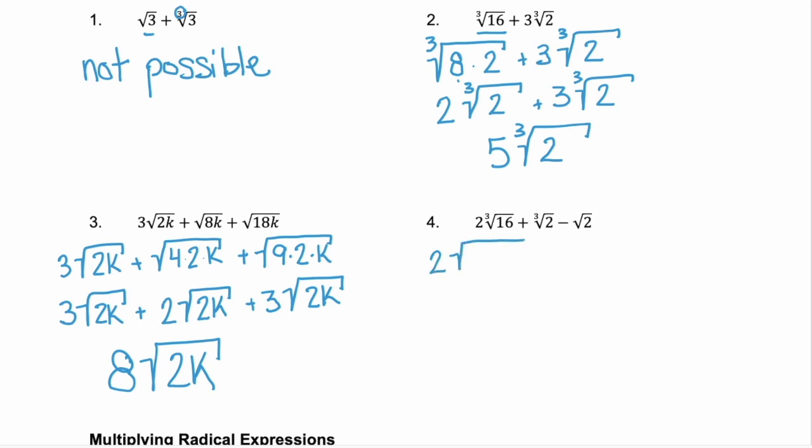So the first term, the cube root of 16. Well, 16 is the same as 8 times 2. And remember, we can take the cube root of 8. That's 2. So on the outside, we have 2 times 2, and then we're left with a radicand of 2. And then our second term and our third term just stay the same.